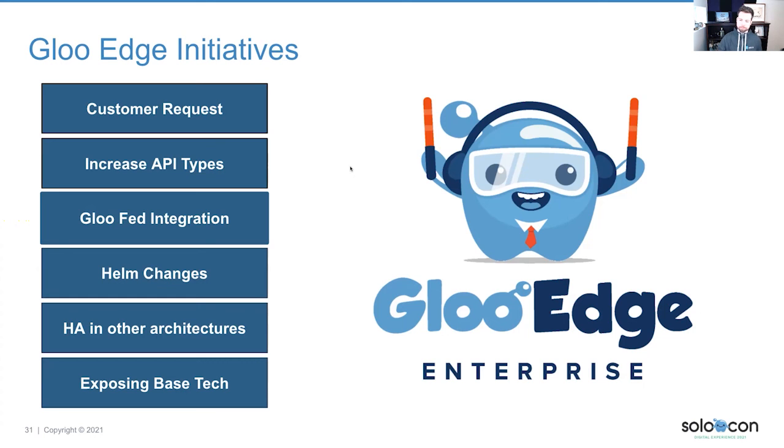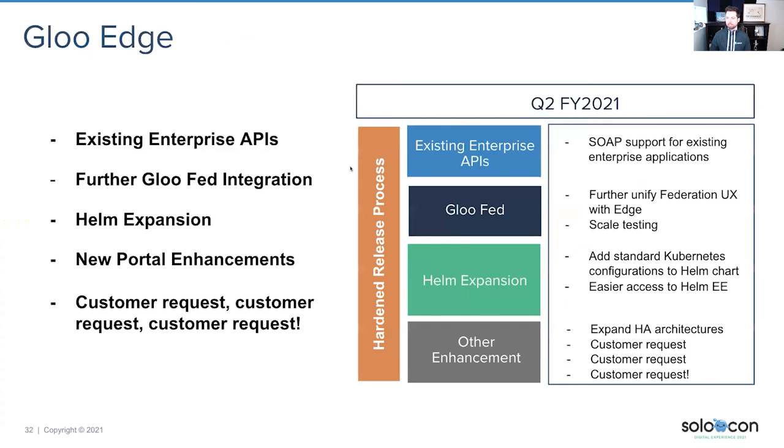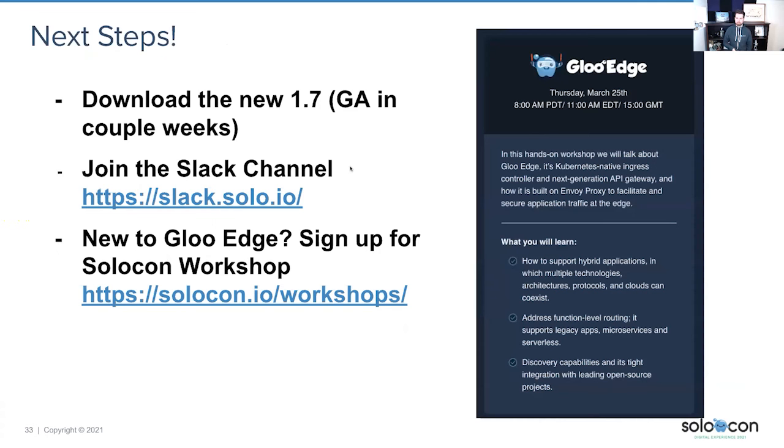Okay, this is another way to look at the roadmap. It's just broken down into different types. So you see the SOAP stuff that we're working on right now that will be in Q2, further integration with the Federation UX, as well as the Helm chart changes that we expect.